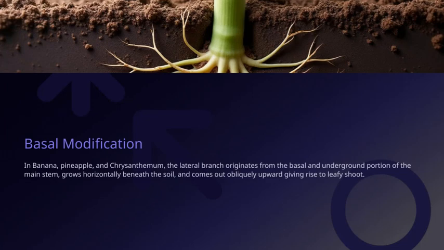In banana, pineapple, and chrysanthemum, the lateral branch has a very interesting origin. It starts from the basal and underground part of the main stem, which means it originates near the base and beneath the soil's surface. From there, it grows horizontally beneath the soil, spreading out sideways. Eventually, it comes out obliquely upward, giving rise to a leafy shoot. This type of growth is a great example of basal modification, where parts of the plant adapt to grow in specific ways for survival and reproduction. Understanding these modifications helps us see how different plants develop specialized structures to thrive in their environments.